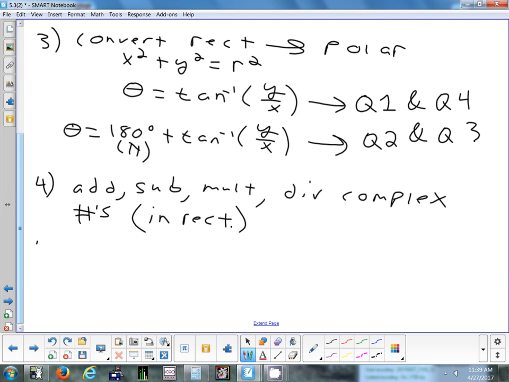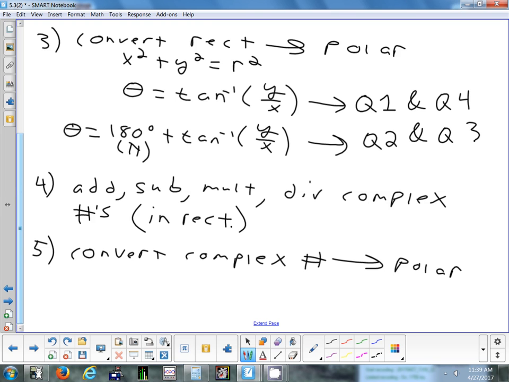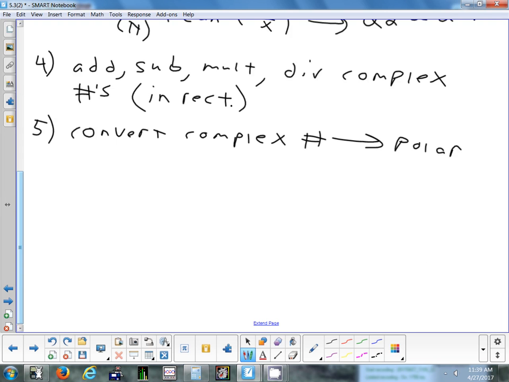All right. So next thing is, we also did this yesterday, convert a complex number to polar. And that uses the exact same formulas that you did for number 3. Okay. What's the format of a complex number in polar? Somebody just give me those letters. r cosine theta plus i sine theta. That's doing this.